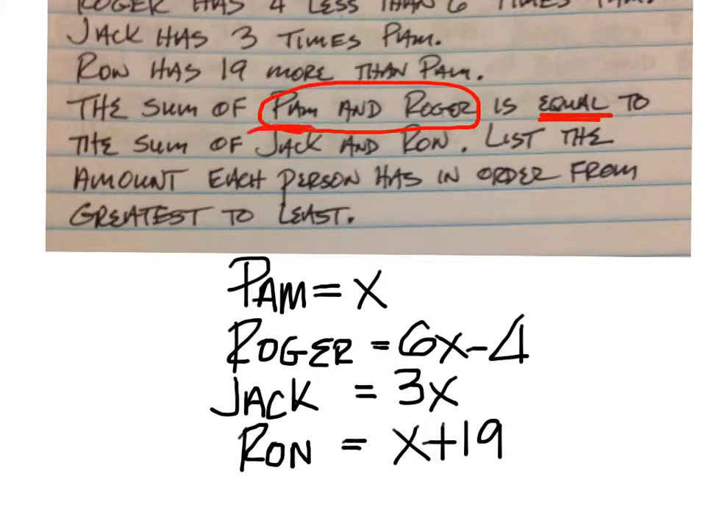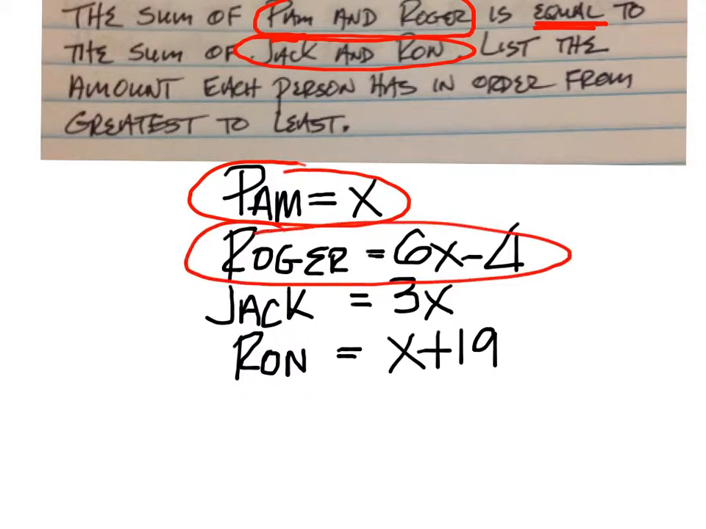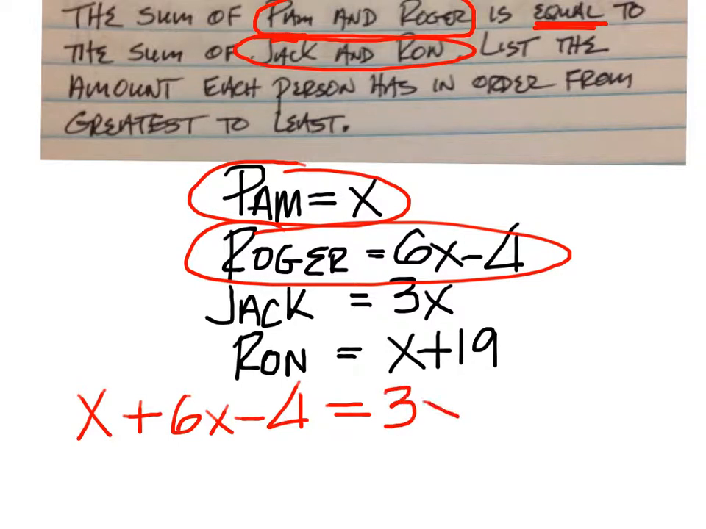So the rest of the problem: the sum of Pam and Roger is equal to the sum of Jack and Ron. The sum of Pam and Roger, here's Pam and here's Roger. So we can do x plus 6x minus 4. And that's equal to Jack and Ron, their sum. So that would be 3x plus x plus 19.